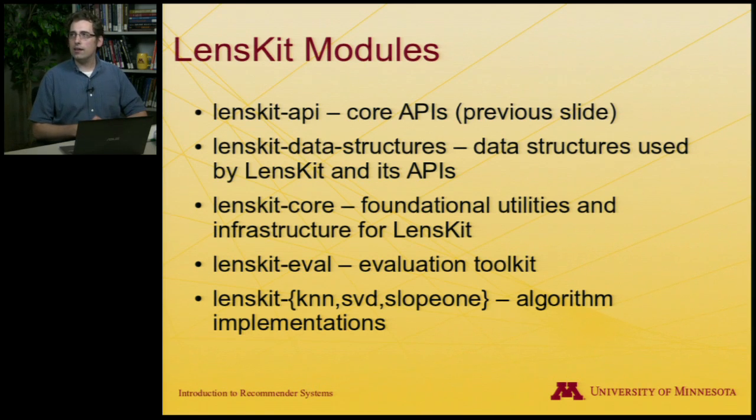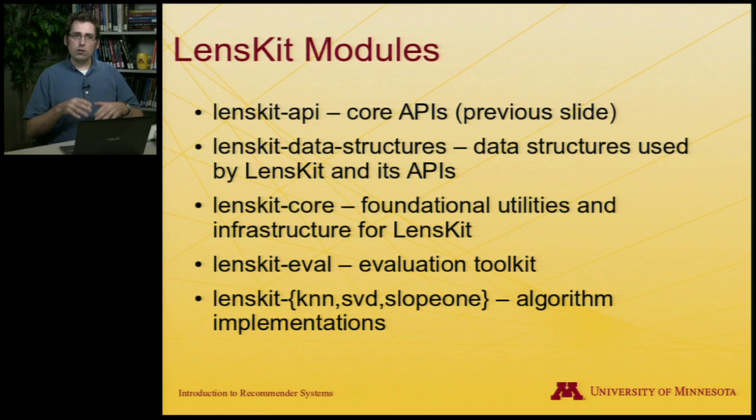LensKit's code is divided into several modules. First, there's the LensKit API module, and it primarily provides the interfaces that I just talked about. It is intended to be the public-facing API for building applications that use LensKit to provide recommendations. This API is decoupled from most of the rest of LensKit, so you can use LensKit's recommend and predict APIs without using the LensKit implementations. This is to allow you to replace the implementation easily.